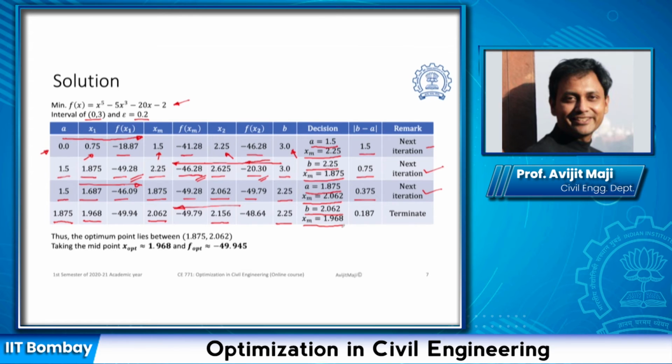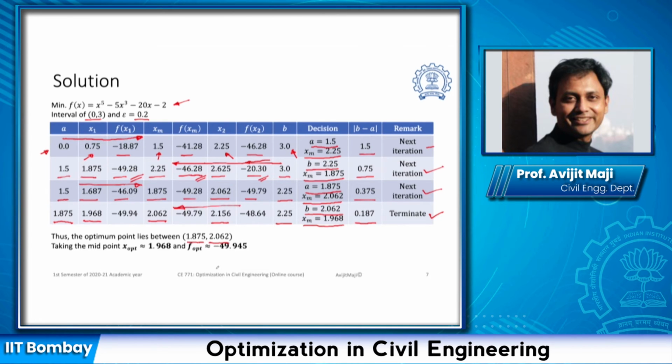And at this point, after revising the boundary, we can see that the optimum solution precision is going to be 0.187. In this case, the precision is based on the design variable values, which is within the range which we have chosen. Hence, we are terminating the process at this point, and we are reporting that the optimum solution is going to lie between the lower bound, which is 1.875, and the upper bound, which is 2.062.